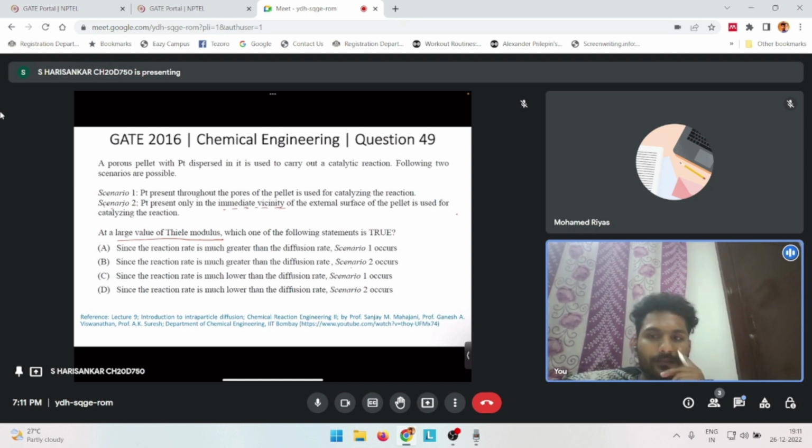So putting together everything, option B will be the right choice here, because as the Thiele modulus is very high, your reaction rate is much greater than the diffusion rate, and because of the explanation I just mentioned, the platinum will be found only in the immediate vicinity of the external surface of the pellet. So your right option here is option B: since the reaction rate is much greater than the diffusion rate, scenario 2 occurs.